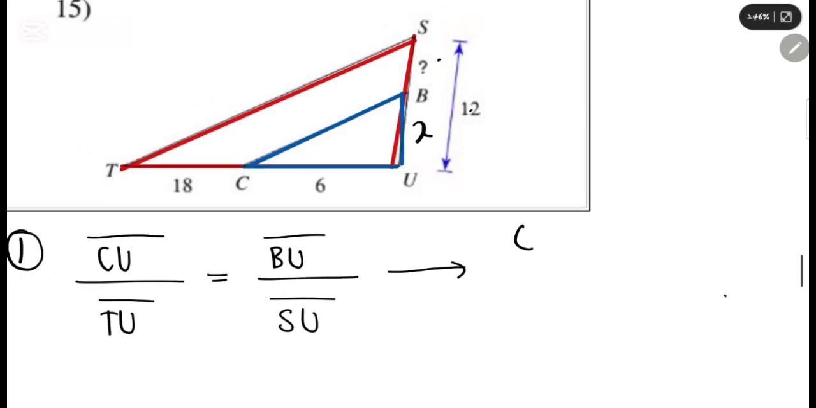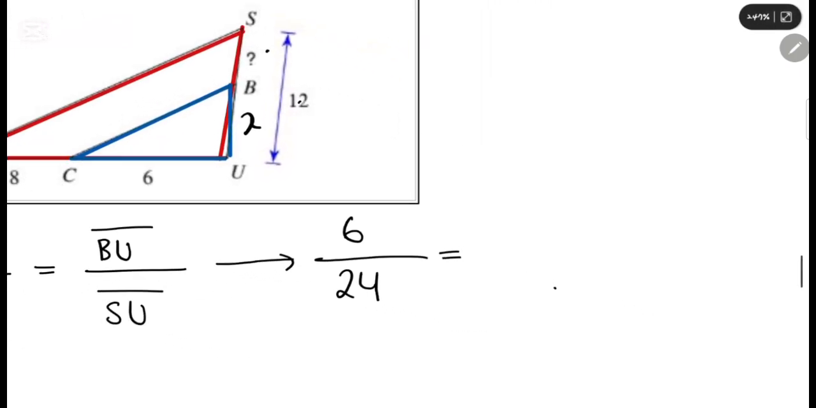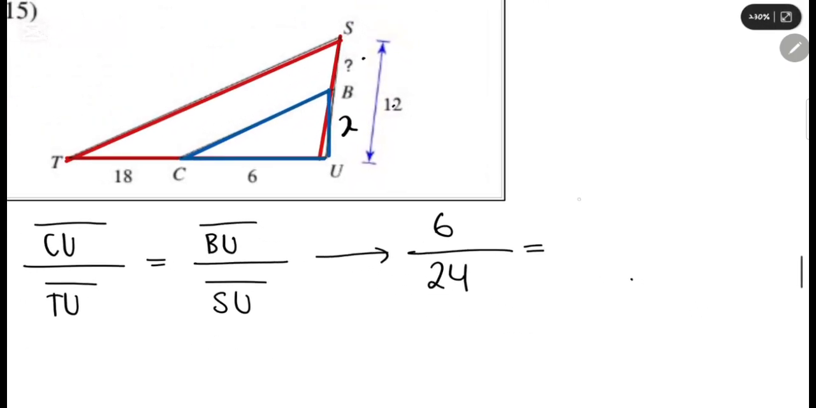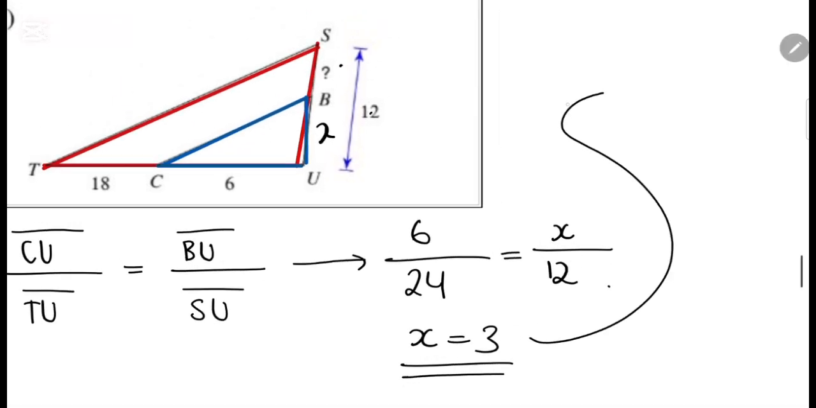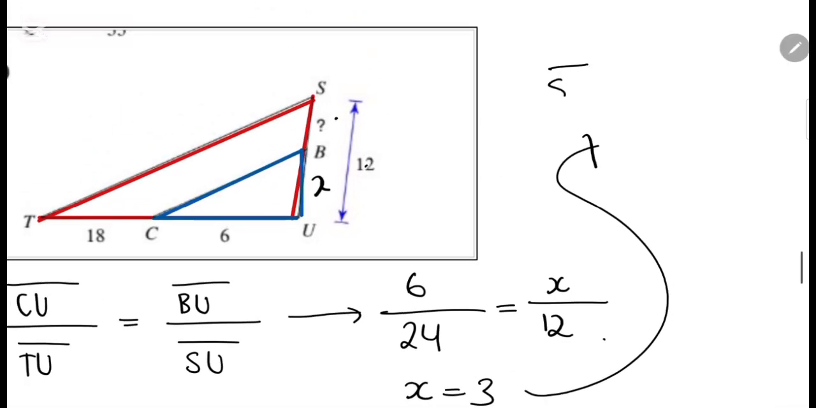Okay, so CU is going to be 6, and TU is going to be 16 plus 24, and BU is going to be your unknown, and your SU is going to be 12. Okay, so let's just cross multiply everything. 6 times 12 divided by 24 gives you 3. So because x is 3, we got SB is equal to 12 minus 3, which is 9.